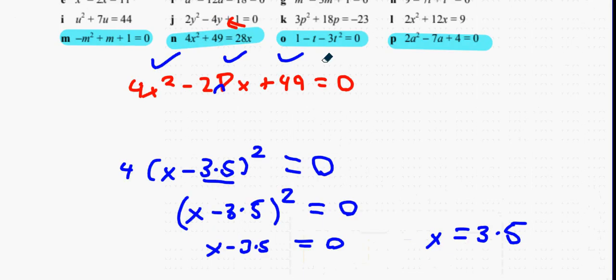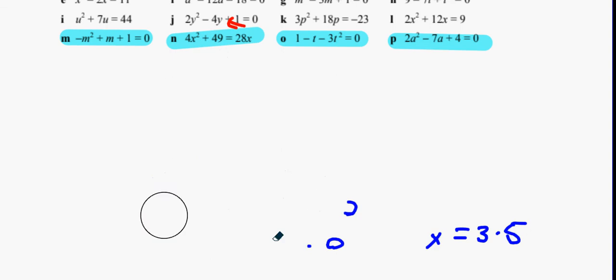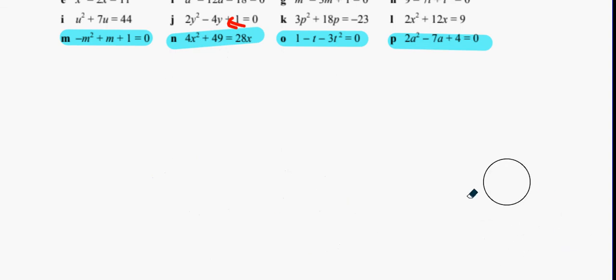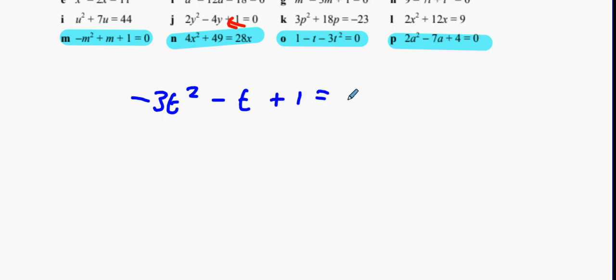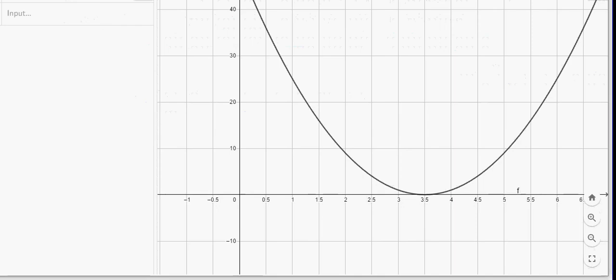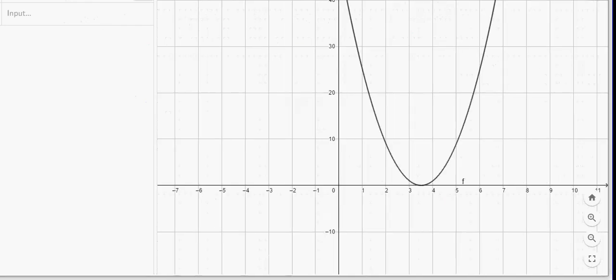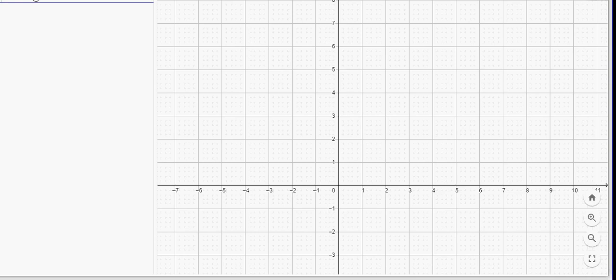So, last one. Alright, which one's harder, O or P? Surely O. Alright, now look at this really quickly. I'm going to draw minus 3x squared minus x plus 1 equals 0, okay? That's what I'm going to draw. We'll find out a lot from the diagram. Paddy, will you call out that diagram for me? Minus 3x squared, minus x.